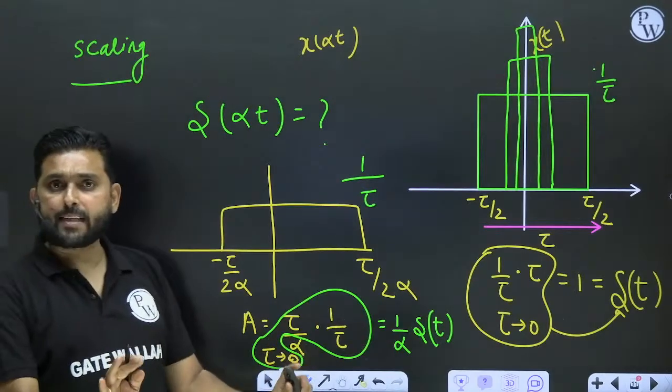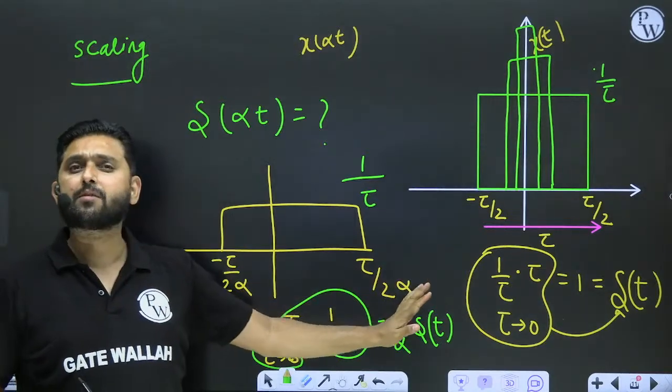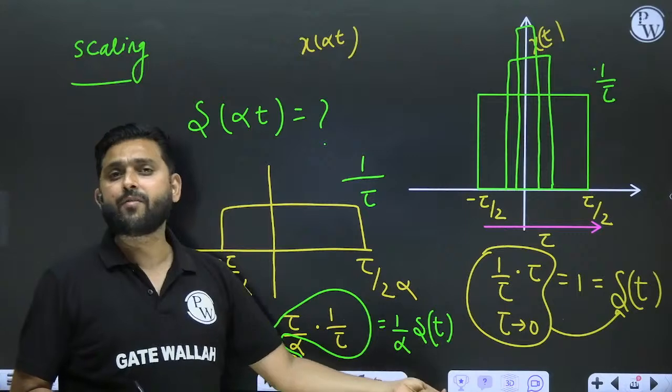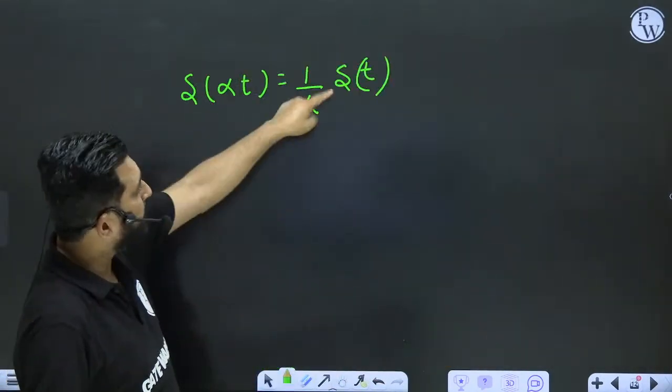Hope you understand the derivation. What I did is simply do the scaling, and this factor 1 by alpha comes into the picture when we scale it. So 1 by alpha times delta t I will get.